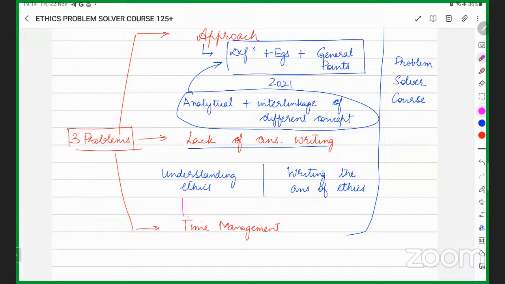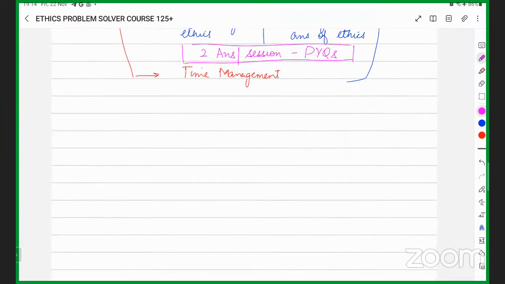As a result, in this program, in every class, you will be writing two answers per session, and mostly they will be from the PYQs. We will start our class session with the answer writing, and once you write the answers, we will discuss those answers. This would be a norm followed in every class. Now the third issue here is that of time management.